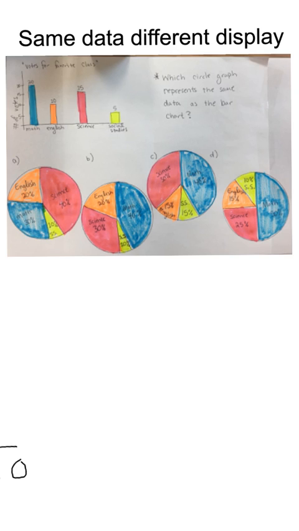So the ones that I am going to eliminate are choices A, because science is represented as the largest sector, and also choice C, because in this one, social studies and English are represented as equal sectors, and in the bar chart, they are clearly not equal. Both choices B and D are represented in the right order, math being the largest, followed by science, then English, and social studies as the smallest sector.